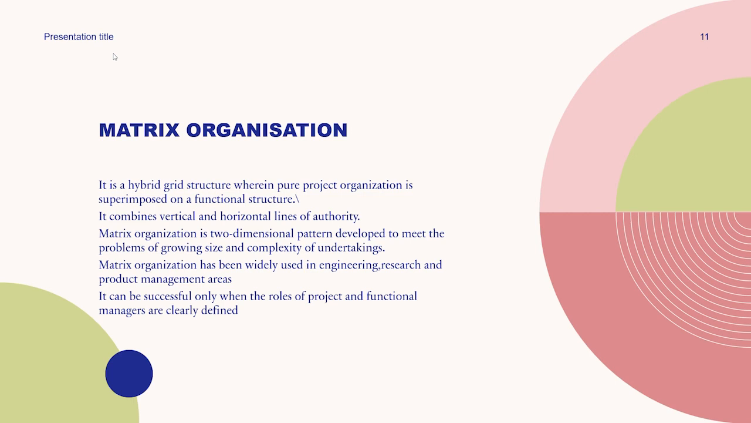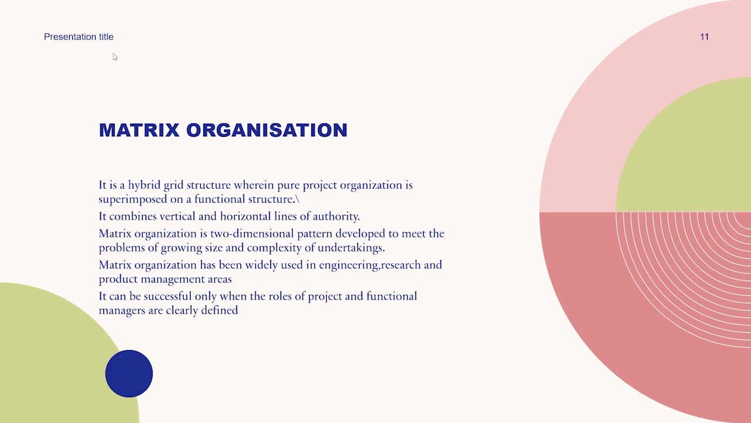What is a matrix organization? It's a hybrid grid structure wherein pure project organization is superimposed on a functional structure. It combines vertical and horizontal lines of authority. Matrix organization has been widely used in engineering, research, and product management areas. It is a two-dimensional pattern developed to meet the problems of growing size and complexity of undertakings. It can be successful only when the roles of project and functional managers are clearly defined.